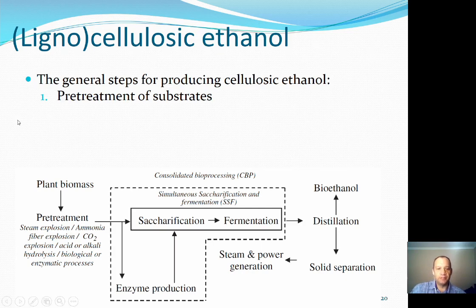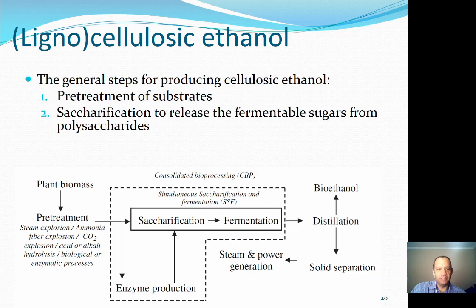And we'll speak a little bit more about pre-treatments later on. Essentially, this is a chemical or physical process that we use to swell those cellulose and hemicellulose fibers so that it can let water in and let enzymes work more effectively. Then we have the enzyme step.